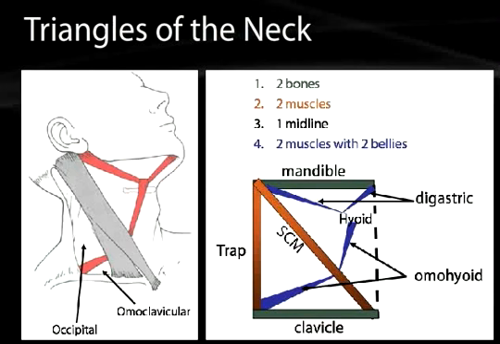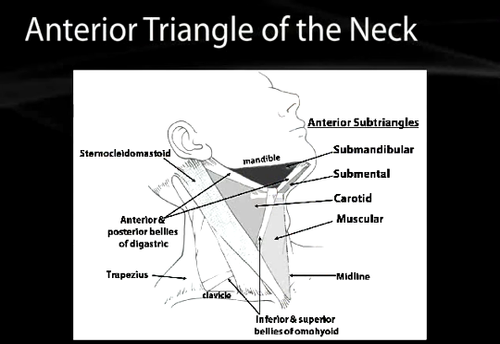Here you can see the two posterior triangles, the occipital and the supraclavicular, which is better known as the omoclavicular, which is also known as the subclavian, depending on whether you're interested in what's inside of it or where it's located. Let's look at the subtriangles of the anterior triangle of the neck.